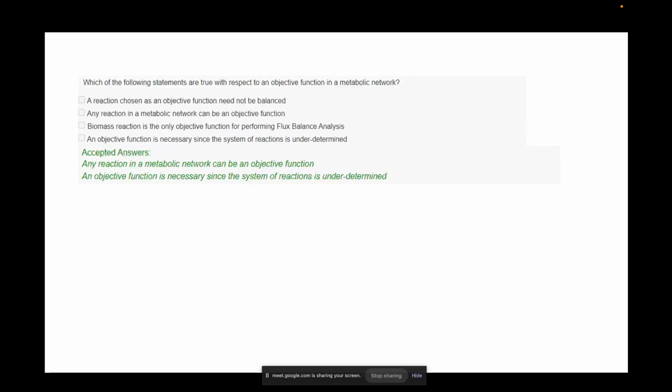Biomass reaction is the only objective function for performing FBA. This is actually true when you are trying to maximize production. So FBA in most cases is used for maximizing production or increasing biomass or something like that. And in many cases, the biomass reaction is used as the objective function because you're trying to maximize that reaction. So in many cases you'll see this, but that is not the only way you can use the objective function. Other than biomass reaction, you can have other objective functions, but that is also an important objective function in many FBA analyses.